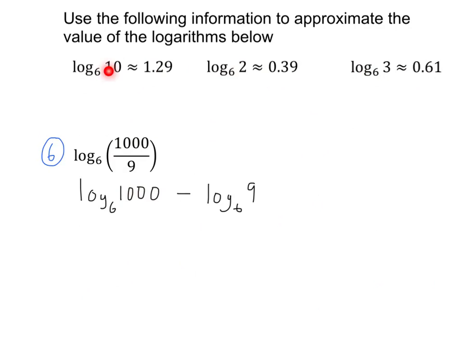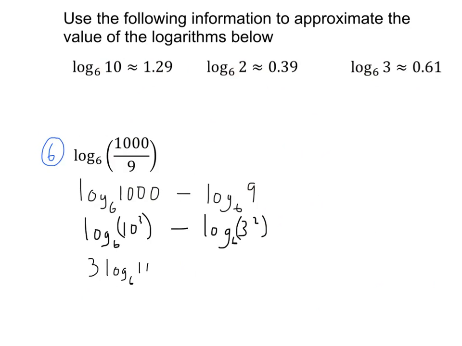1,000, I know that's related to 10. That's 10 cubed. And 9, I know that's related to 3. 9 is 3 squared. So what I'm going to do here is rewrite this as log base 6 of 10 cubed minus log base 6 of 3 squared. And how does that help me? Well, now I have these exponents here that I can bring to the front. So this would be 3 times log base 6 of 10 minus 2 times log base 6 of 3.